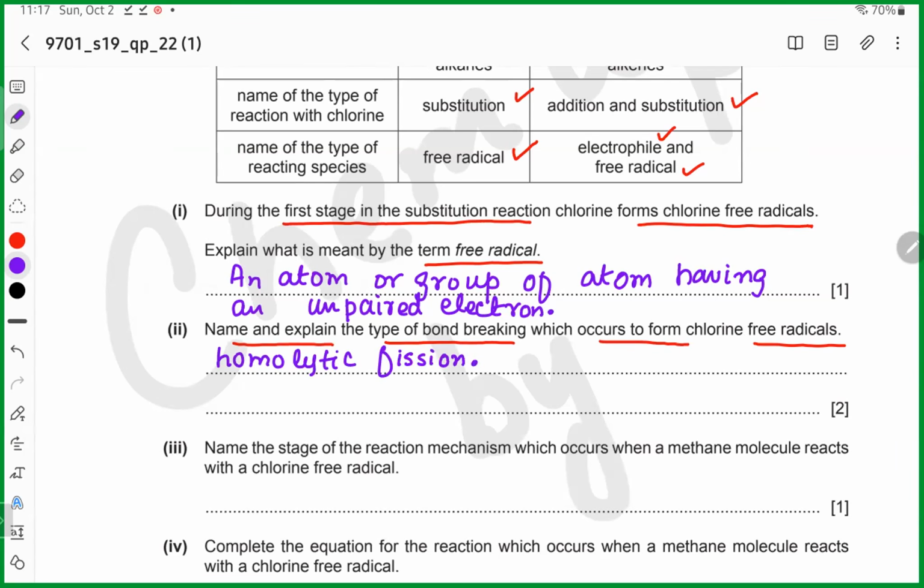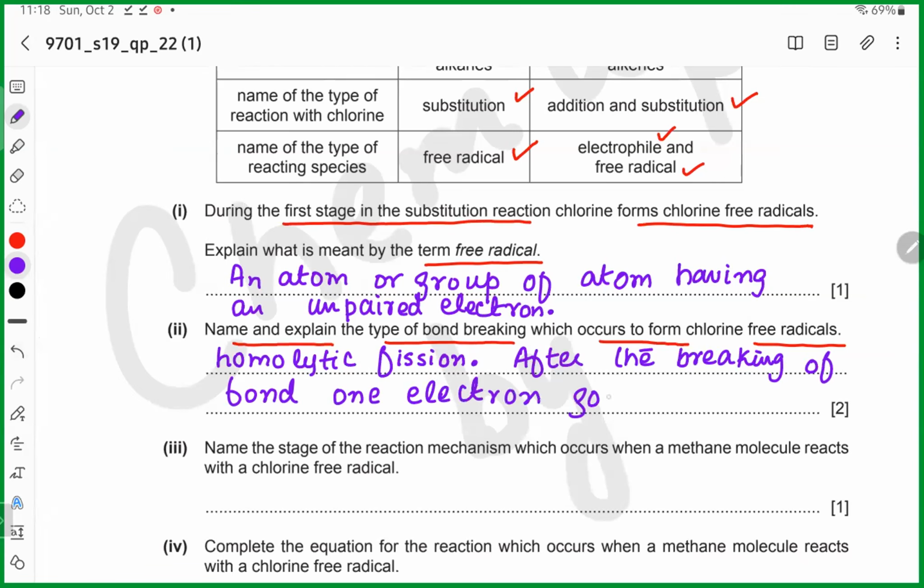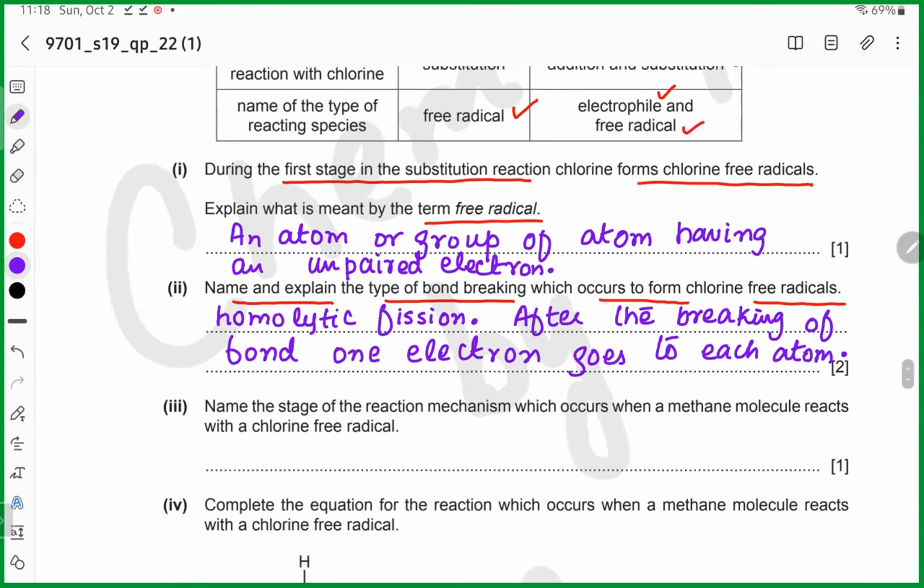And what happens in the homolytic fission? We can write that after the breaking of bond, one electron goes to each atom. Is this clear? Yes, sir.